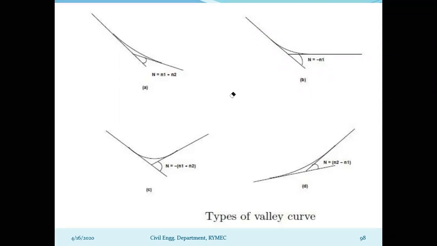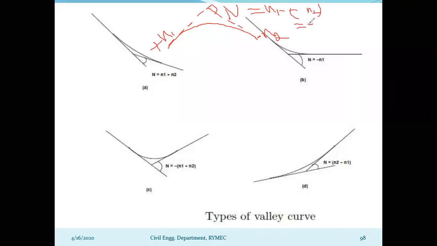I will show you. This is what we discussed in the last class. This is your positive gradient which is moving in the upward direction, followed by the downward gradient. This is negative. So when you take the deviation angle over here, definitely you are going to get the deviation angle, capital N is equal to N1 minus of minus N2. So that you will get plus N1 plus N2. This is the case we got in the last class.